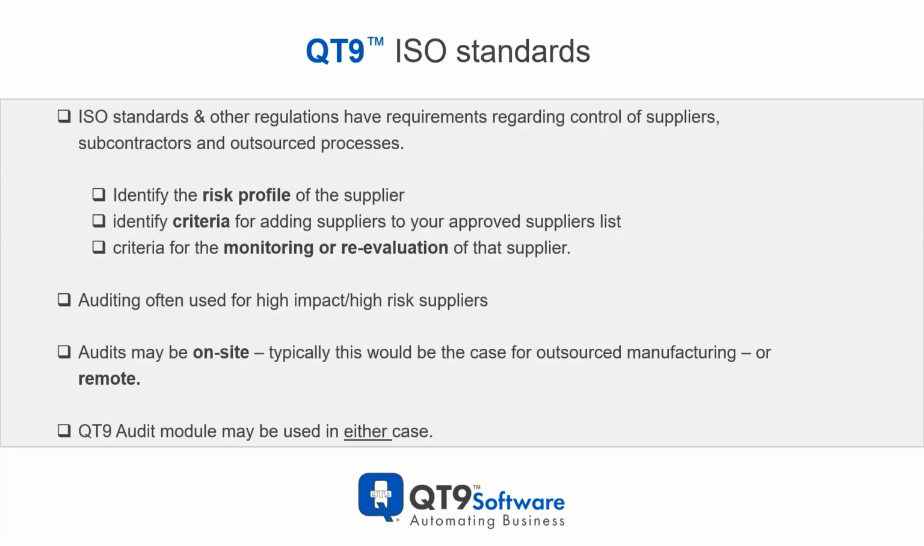Auditing is a tool that is usually used for high impact, high risk suppliers. Sometimes just an initial audit with subsequent audits based on performance. In some cases, high-risk suppliers may be audited, for example, annually, or every 2 or 3 years if performance meets certain standards. Audits may be on-site, and typically this will be the case for, let's say, outsourced manufacturing, or it might be remote. And by the way, the QT9 Audit Module can be used in either case.